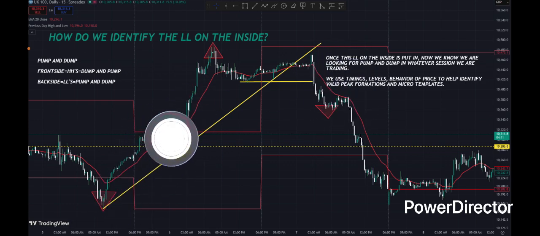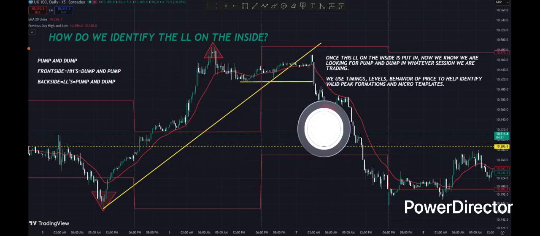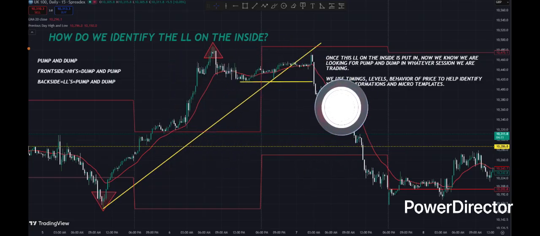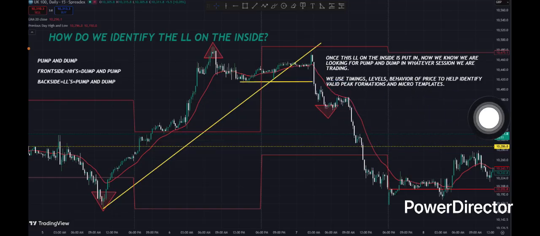You can see how this market is dumping down into that EMA and then continuing, right? And then once we shift, you can see this perfect little pump up into that EMA. But once this lower low on the inside is put in, now we know we're looking for a pump and dump situation in whatever session we're trading.